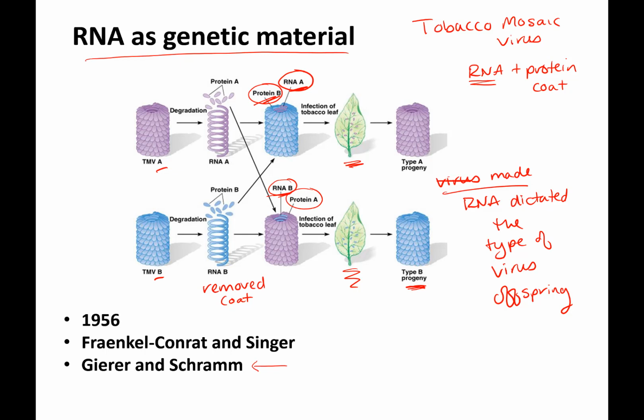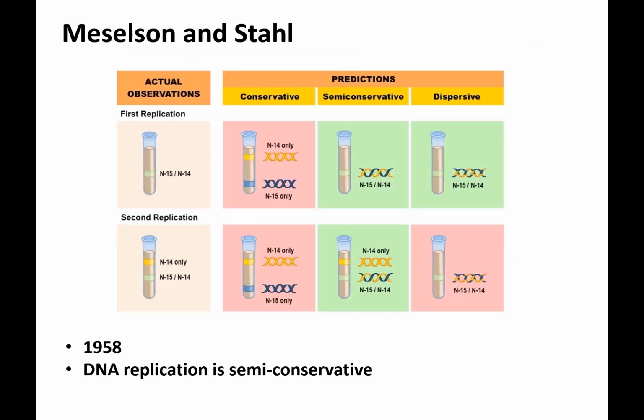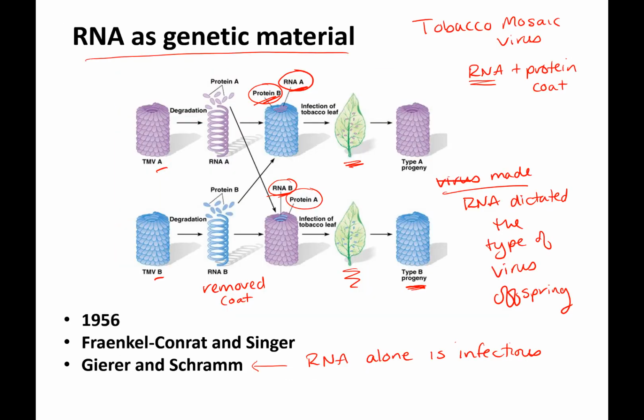And Gierer and Schramm contributed to us understanding that RNA alone is infectious. So it's pretty cool. You can isolate RNA, rub it on a tobacco leaf, and virus will be made. So RNA is important genetic material for viruses as well.